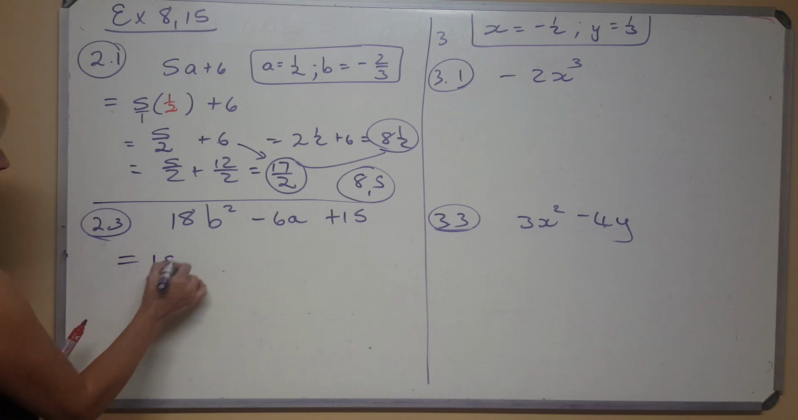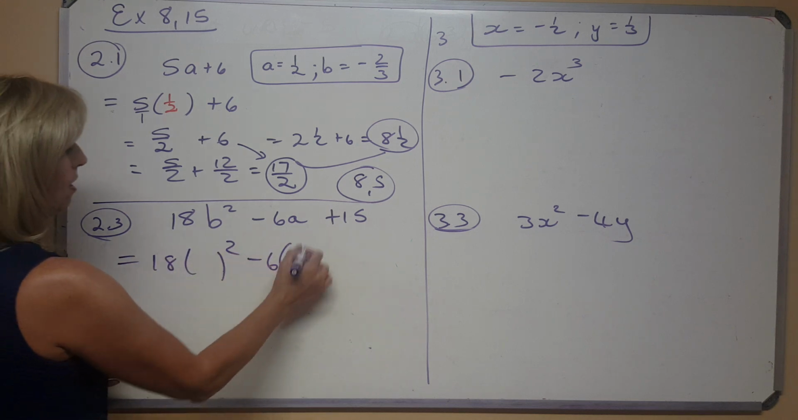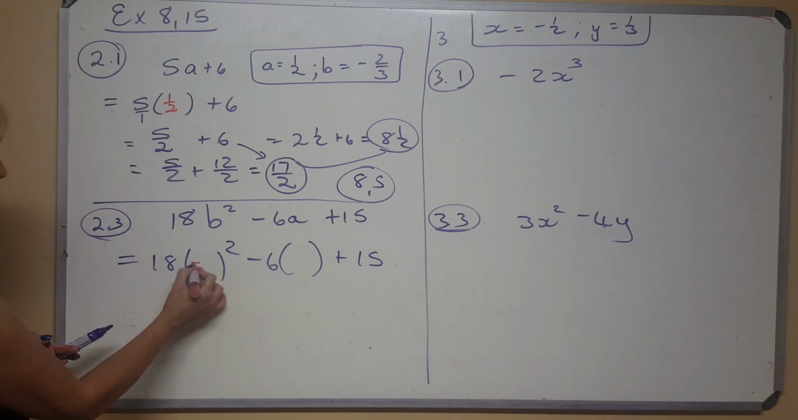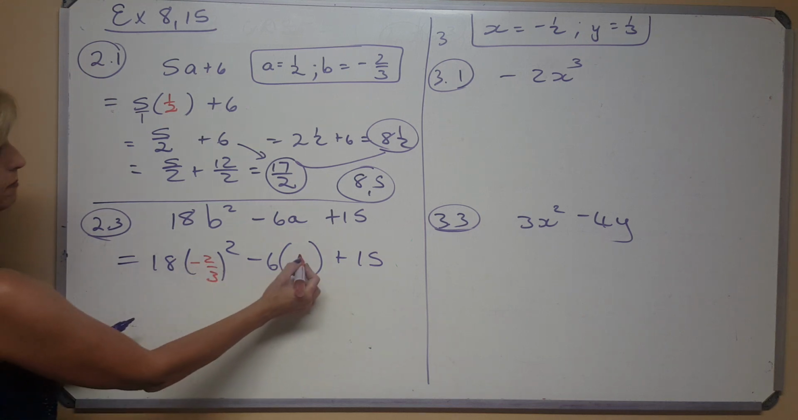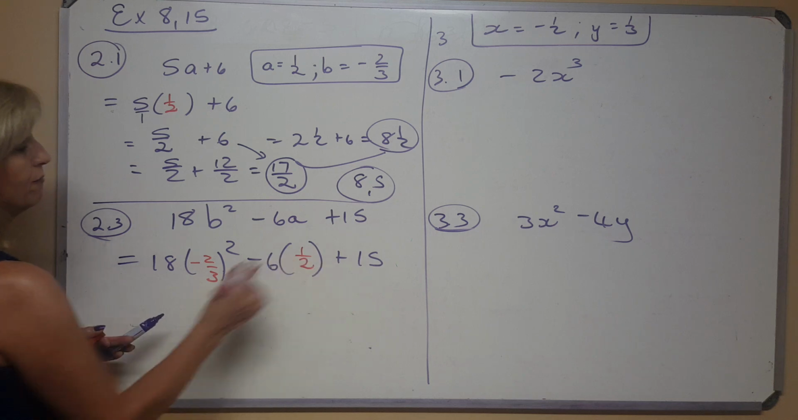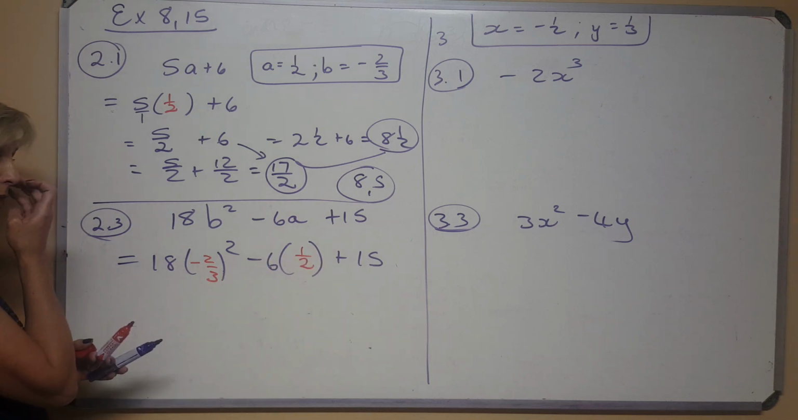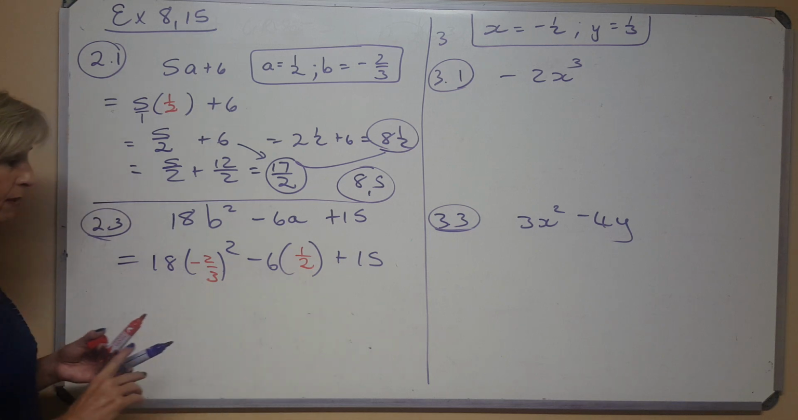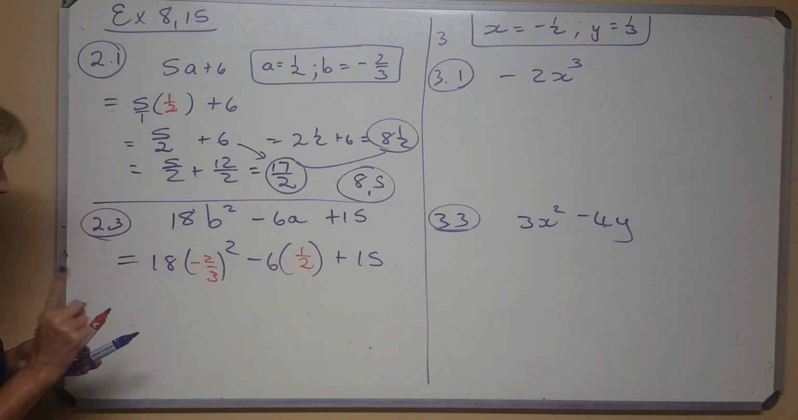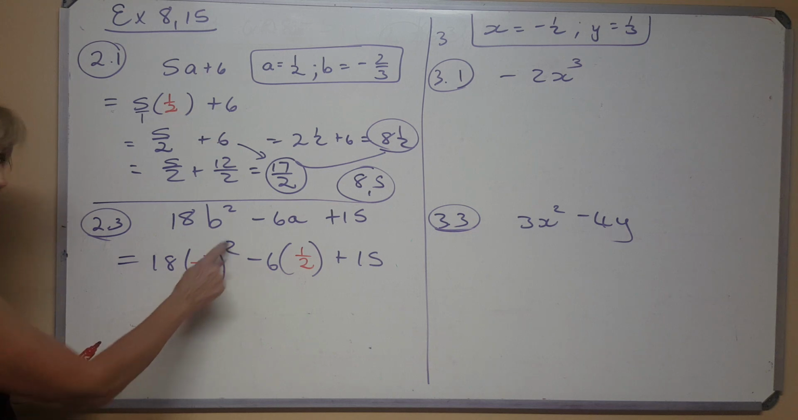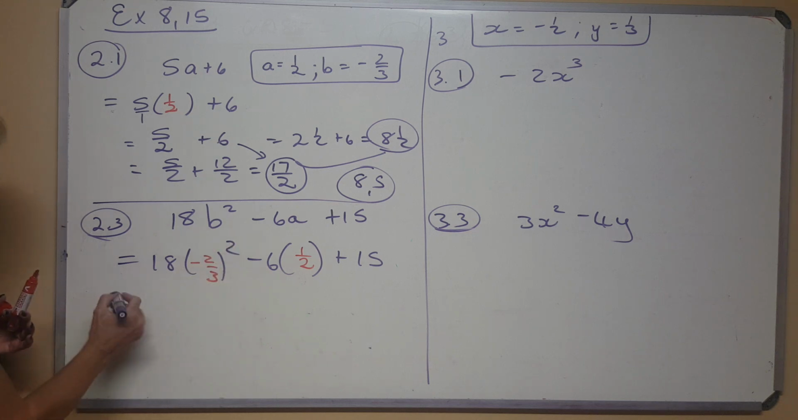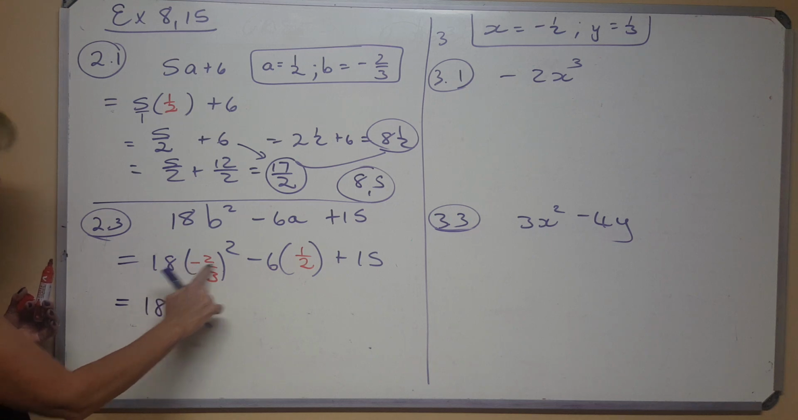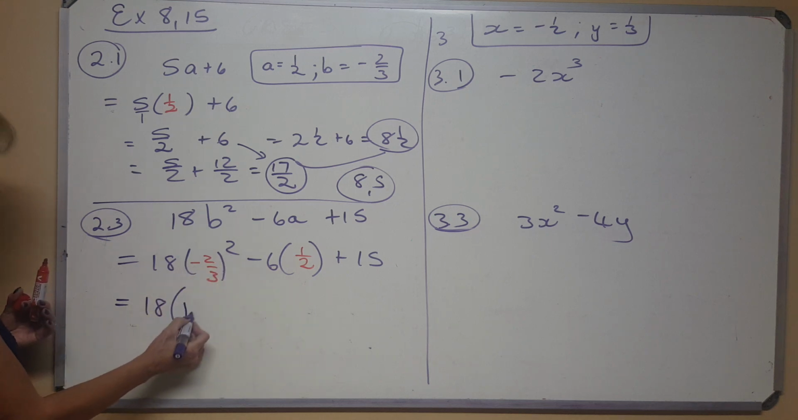Goed, so dis 18 hakkie kwadraat min 6 hakkie plus 15. En in die plek van B kom minus 2 op 3. In die plek van A, half. Make sure your brackets are in the place of the A and B. Don't get confused with the two, that the right one is in the right place. Goed, eerste dinge eerste. Jy moet eers kwadreer. So what does it mean if I have to square? You've got to get a negative to an even exponent is going to be a plus.